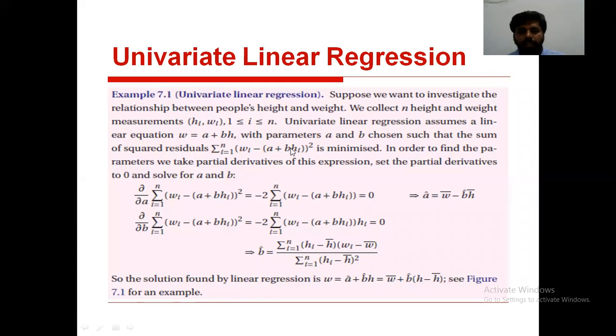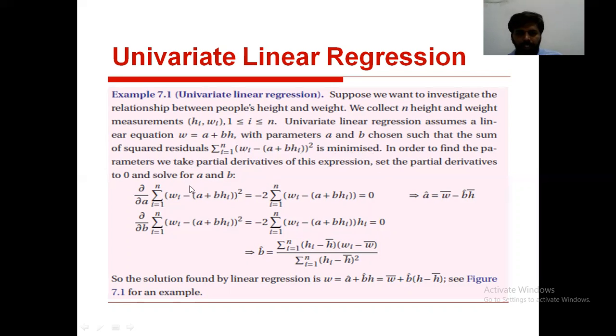Observe this. Here W = A + BH. Then wi is what? An actual function value. And A + Bhi is what? The estimated function value. This is what? A residual. wi minus (A + Bhi) is the residual. For this residual, what are we calculating? We are calculating the square. And out of all this, we are identifying the minimum square. That is the least square algorithm.